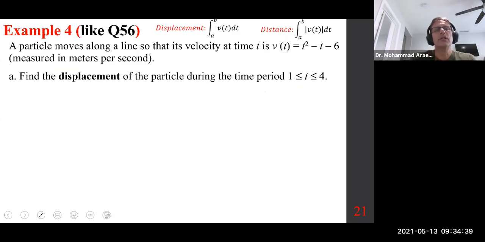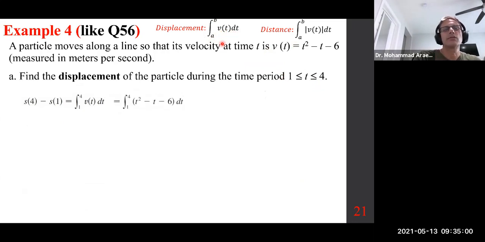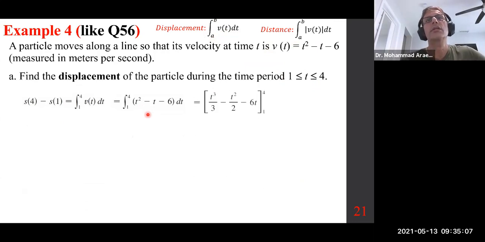A particle moves along a line so that the velocity is given. We want to find the displacement from 1 to 4. Displacement by definition is the integral from a to b of v of t dt. So let's quickly find that. A simple case: 1/3 t cubed minus 1/2 t squared minus 6t evaluated, and I'm going to assume everybody can do that.